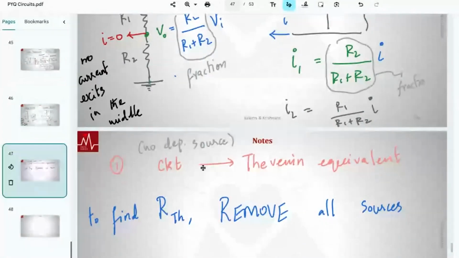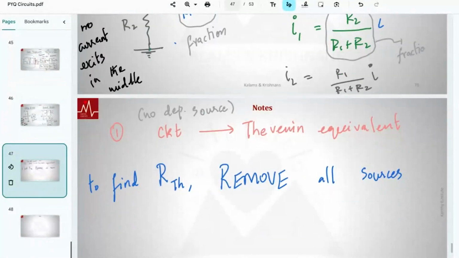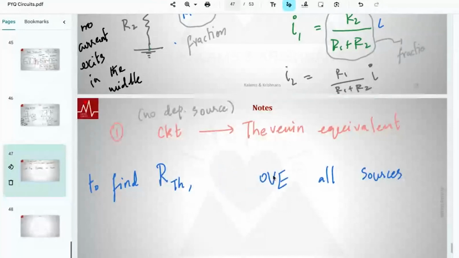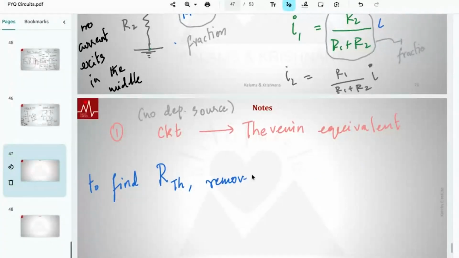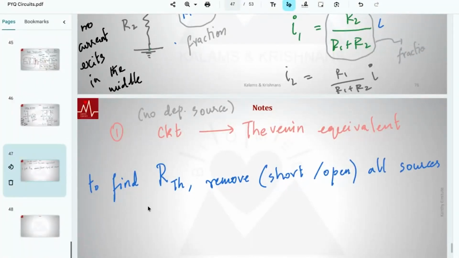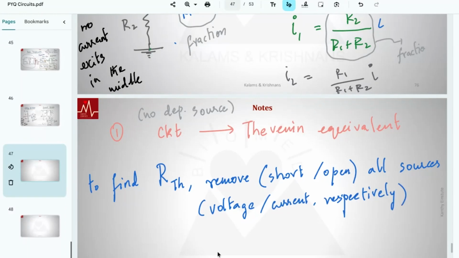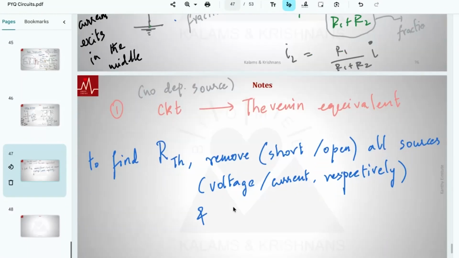Circuit to Thevenin equivalent. So to find R Thevenin, remove all sources. Let me be more explicit. Remove, that is, you are either going to short or open all sources. Sources as in voltage: if it's a voltage source, you're going to short it. If it's a current source, you're going to open it. Okay. To remove all sources and find our equivalents. That's it. Remove all sources. How do you do that? Voltages you have to short, current you have to open. What do we mean by that?